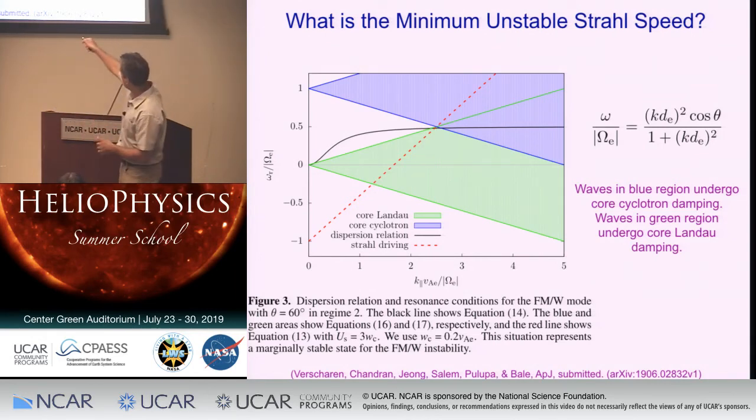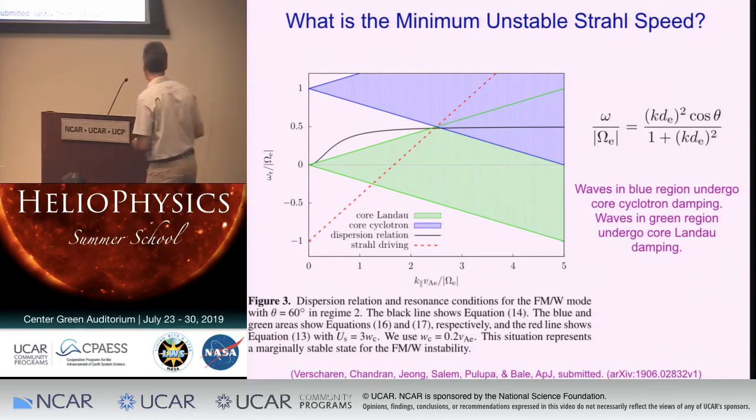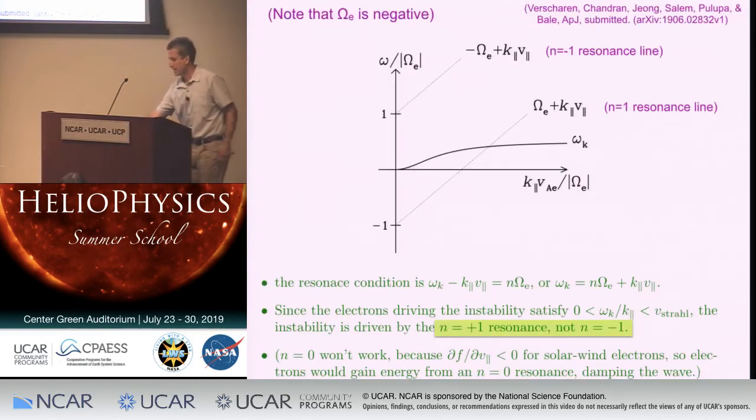So we want to avoid the blue and the green areas. We want to, at the same time, interact with the Strahl. The Strahl resonance line is this dashed line here. Remember the omega, I plotted that before. That red dashed line is the same as this dashed line.